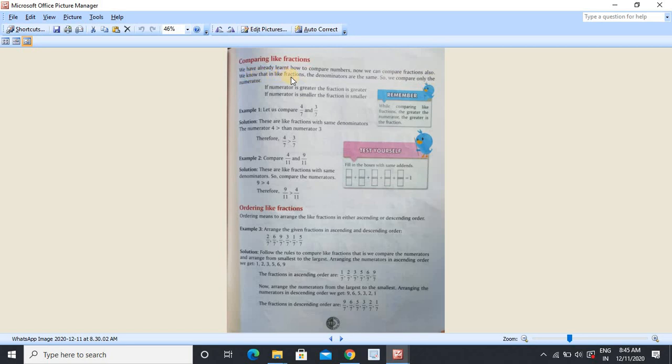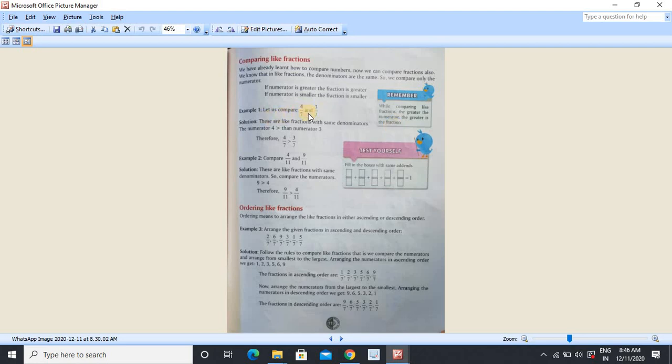We know that in like fractions the denominators are the same. So we compare only the numerators. Okay? If numerator is greater, the fraction is greater. If numerator is smaller, the fraction is smaller. Now let us see this. While comparing like fractions, the greater the numerator, the greater is the fraction. Whenever the numerator is greater, that fraction will be greater.